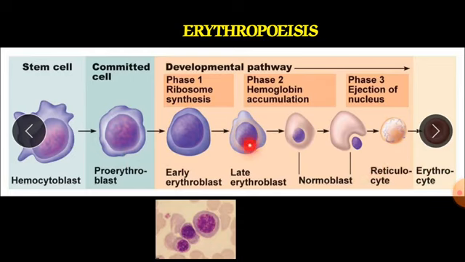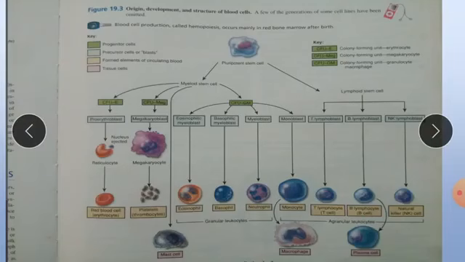Now we will see the journey of all the cells. In this figure, you can see that the development of all the blood cells occurs from these pluripotent stem cells. These pluripotent stem cells are also called hemocytoblasts.